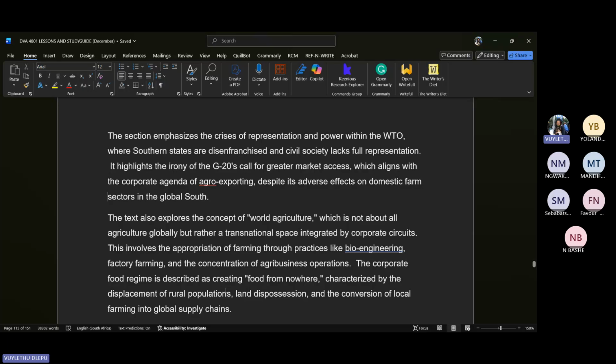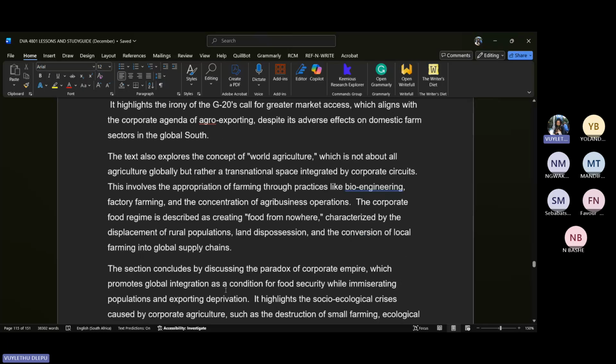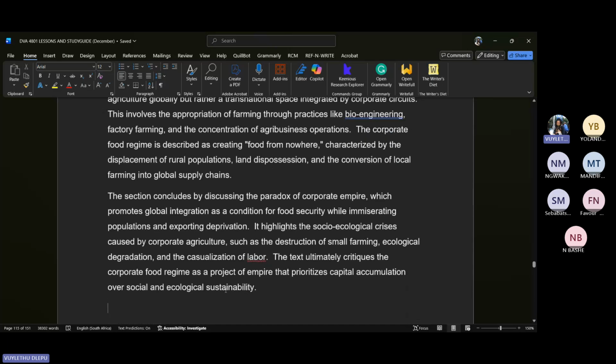This involves the appropriation of farming through practices like bioengineering, factory farming, and the concentration of agribusiness operations. The corporate food regime is described as creating food from nowhere, characterized by the displacement of rural populations, land dispossession, and the conversion of local farming into global supply chains. Then the section concludes by discussing the paradox of corporate empire, which promotes global integration as a condition for food security, while immiserating populations and exporting deprivation.